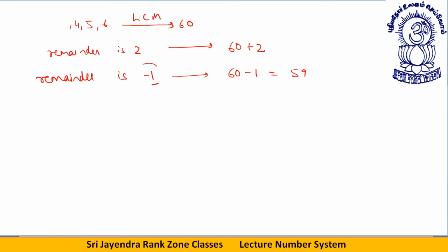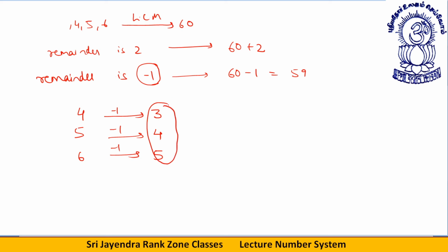But the question will never say it directly as minus 1. The question will say it how? See, for 4, a remainder of minus 1 can be said as a remainder of 3 also. For 5, a remainder of minus 1 can also be interpreted as a remainder of 4. For 6, a remainder of minus 1 can also be interpreted as a remainder of 5. Okay, dear students.